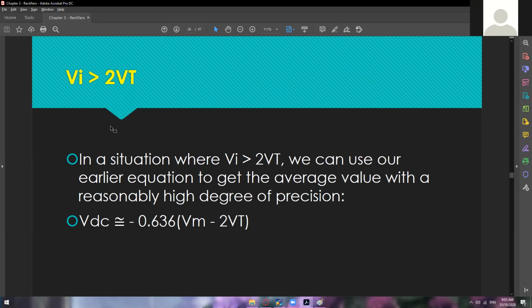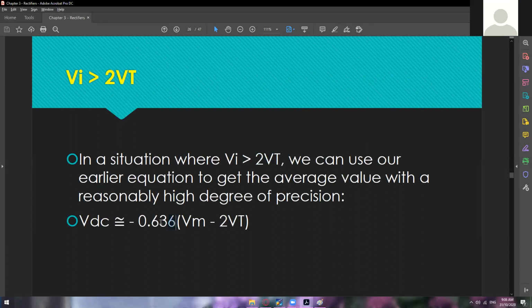But in here, since it passes through the 2 diodes, your V sub I should be greater than those 2 diodes' thresholds. So basically, you should have 1.5 volts and above for silicon. But for germanium, say 2 germanium, you should have 0.7 volts and above. Okay, so in a situation where V sub I is greater than twice the voltage threshold, we can use our earlier equation to get the average value with a reasonably high degree of precision.